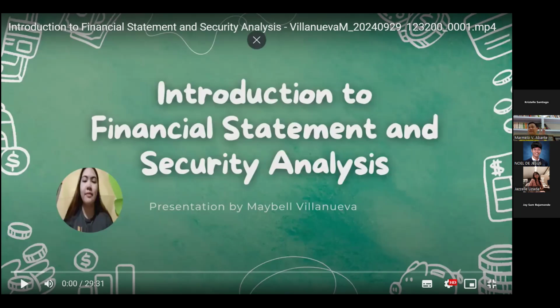Financial statements come in three primary forms. So there is the income statement, the balance sheet, and the cash flow statement. Those are the financial statements.